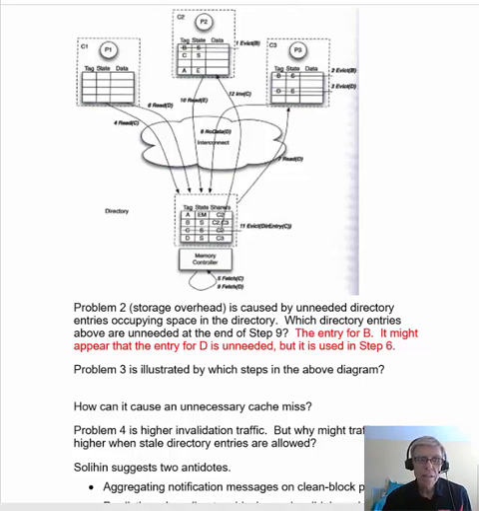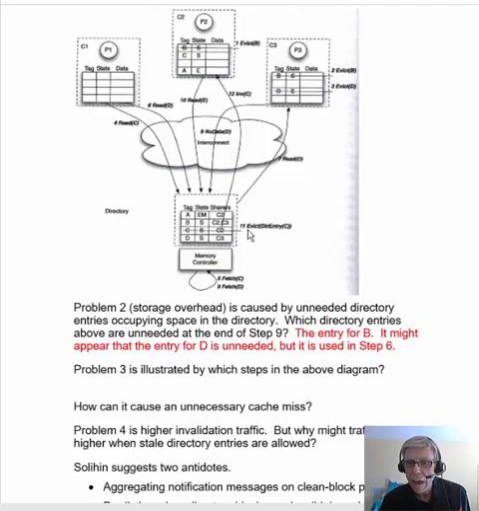Now problem 3 is extra blocks invalidated when the directory gets full, and that also is illustrated in the diagram here. And in order to see where that is, look at this eviction. It's not the eviction of a block, but rather the eviction of a directory entry. And so why is that directory entry being evicted? Well, it's being evicted because it's step 10, P2 read E, and so we need to find room in the directory for E, but the directory is full, so we need to evict an entry, so we evict the least recently used entry, which is the entry for C.